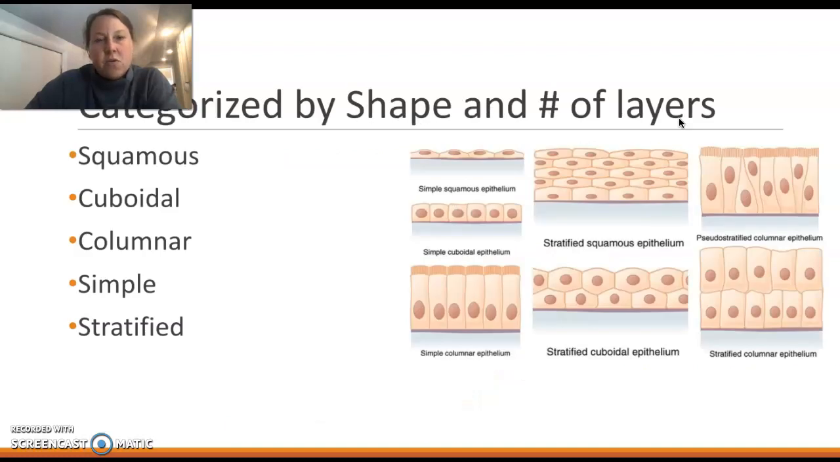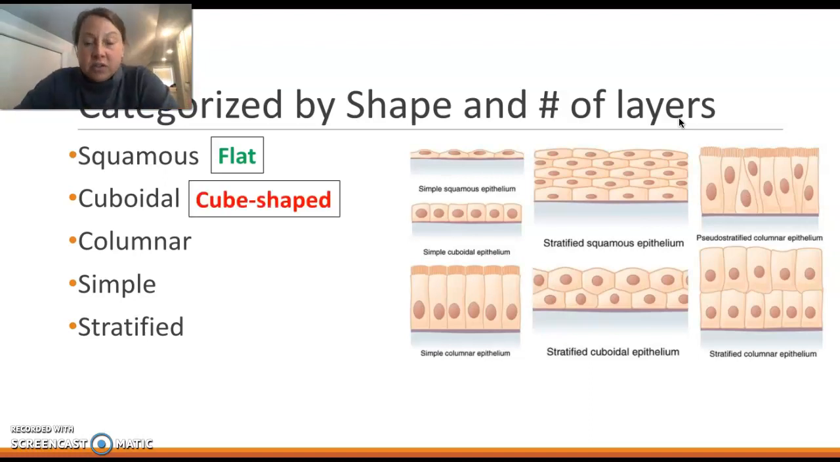All right, so epithelial tissue is categorized by the shape of the cell and also the number of layers. That's going to be really helpful to help you remember the different types of epithelial tissue. If we start with squamous, you'll hear it pronounced either way, that means flat. So we're looking for that flat layer, almost like it sounds like it's squashed. Squamous, squashed.